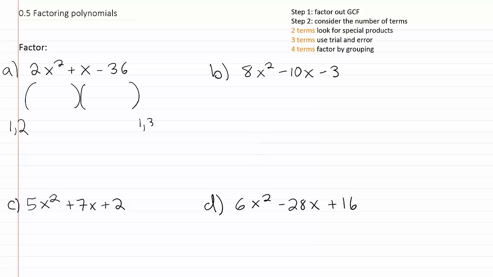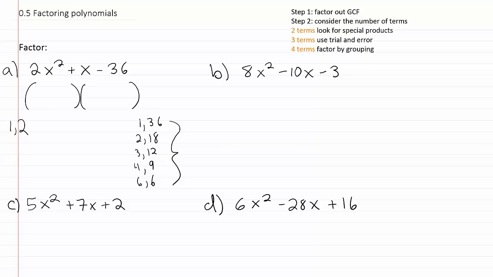Well, we'll have 1 and 36, we'll have 2 and 18, we'll have 3 and 12, we'll have 4 and 9, and then we have 6 and 6. Those are the factors of 36, so we have lots of options.